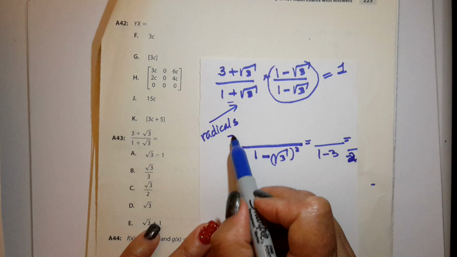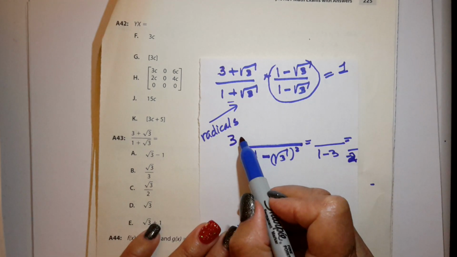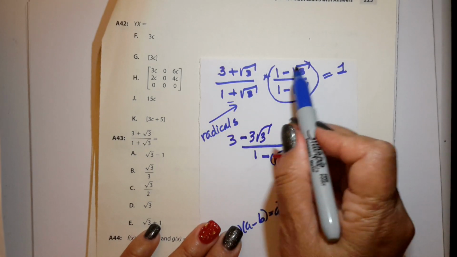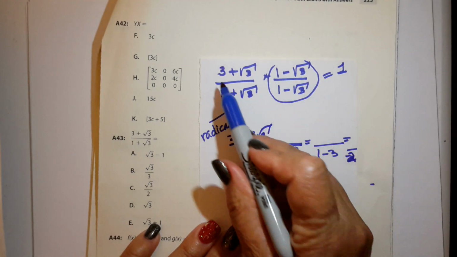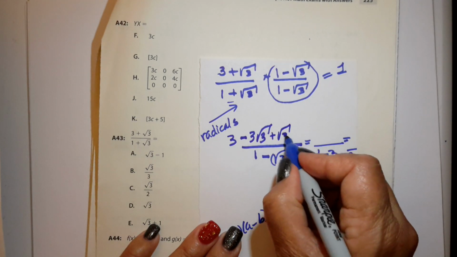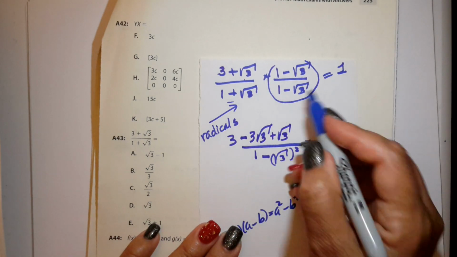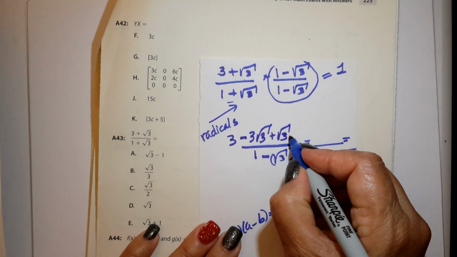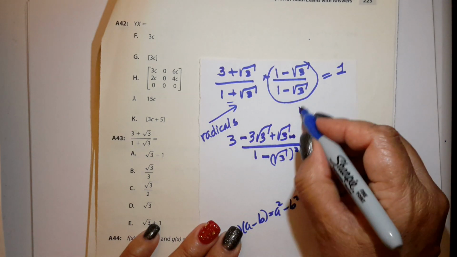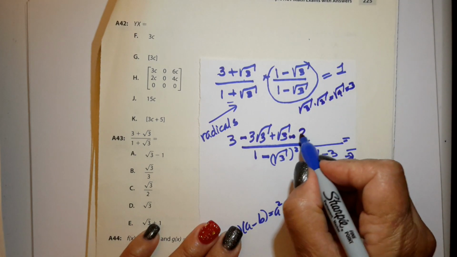3 times 1 is 3. 3 times negative square root of 3 is negative 3 square root of 3. Then the square root of 3 times 1 is the square root of 3. And then the square root of 3 times negative square root of 3 is going to be negative, plus times negative, negative. Square root of 3 times square root of 3 is the square root of 9, which is 3. So I'm just going to write a 3 here.